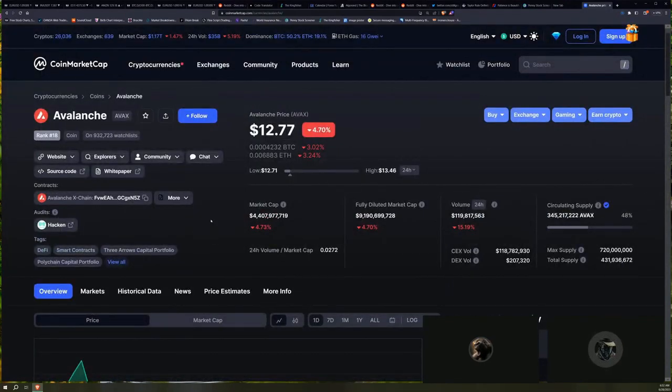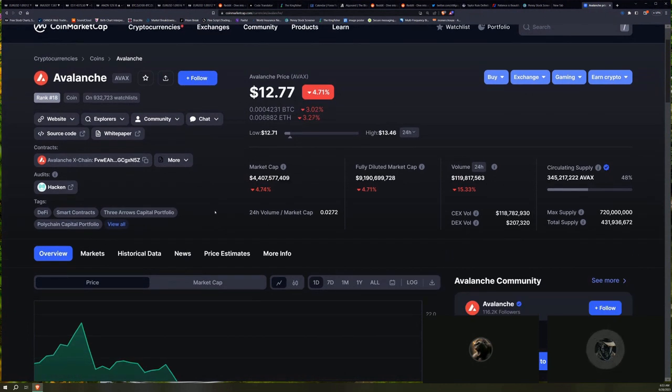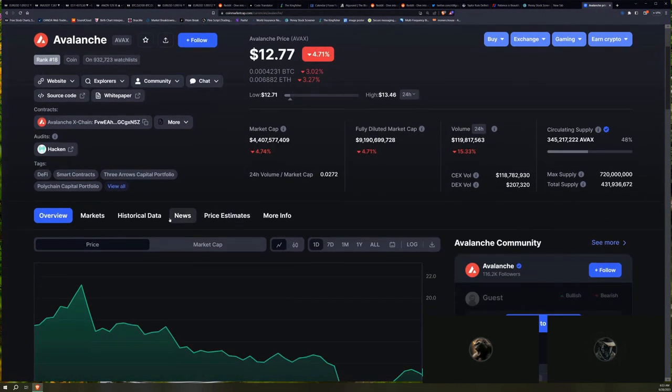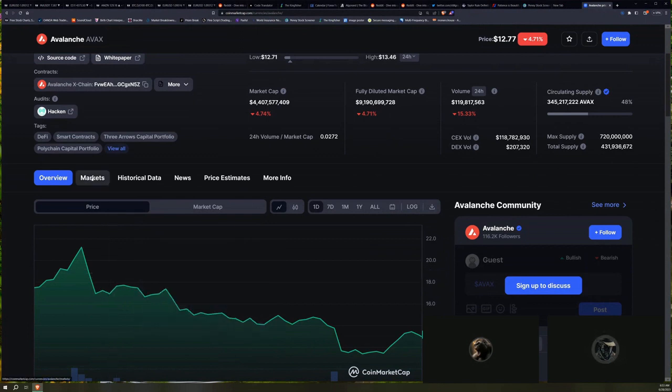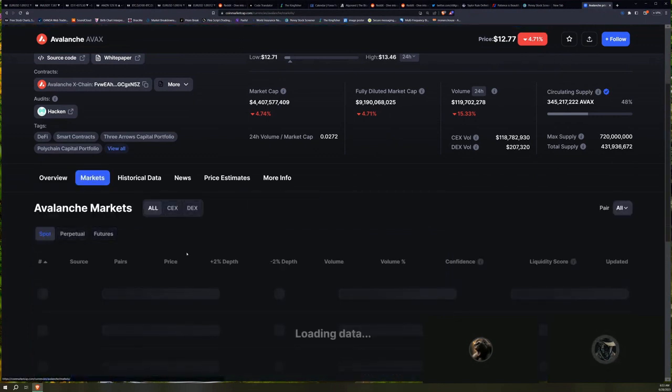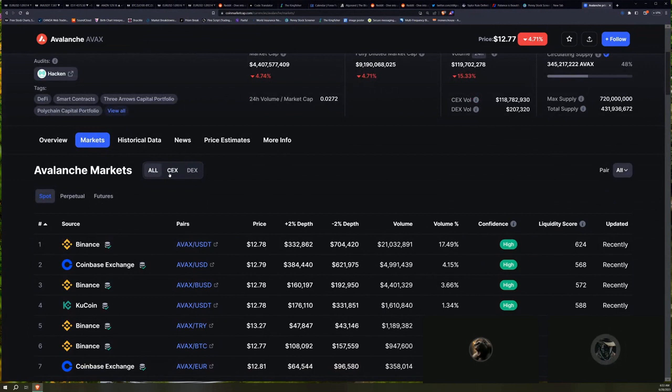One of the things I look at with a coin, especially if I'm going to look at a newer coin, is I'll look for markets, right? I want to know where I can buy this thing. Right now, AVAX is everywhere, but let's just pretend it's not. If you look here above this chart, you got this markets button, and you can click on markets, and you have a chance to go with either CEX or DEX.